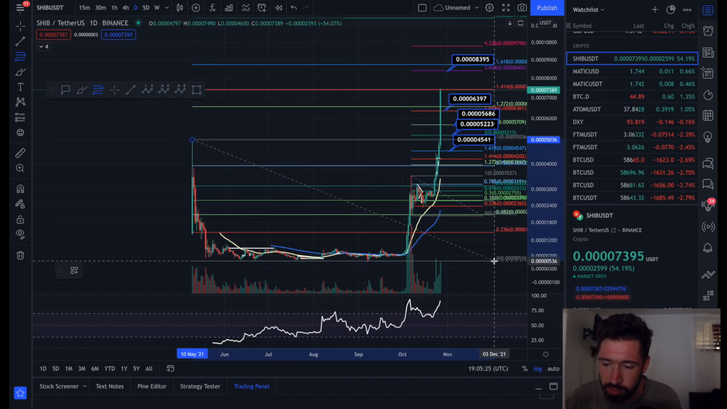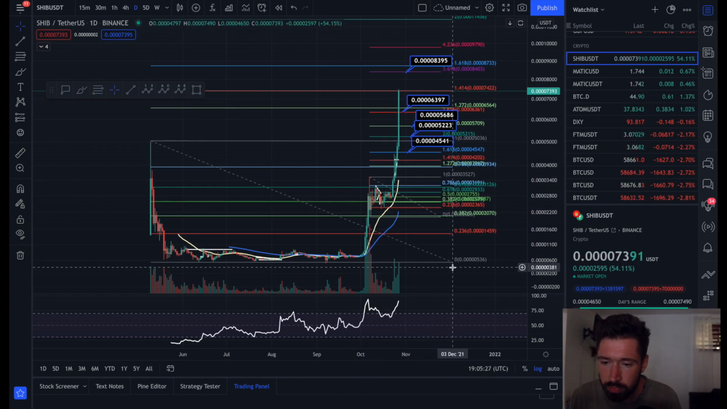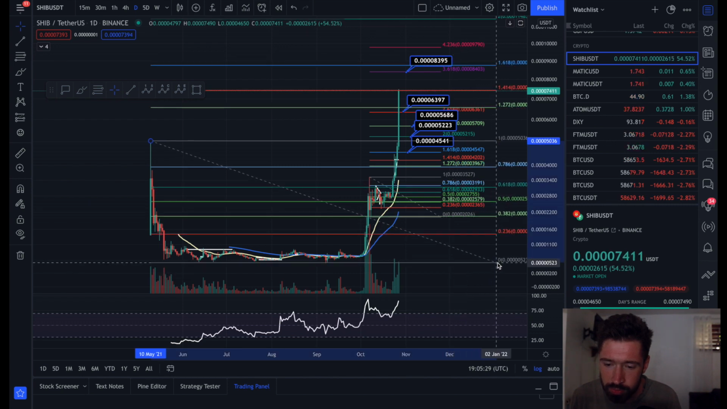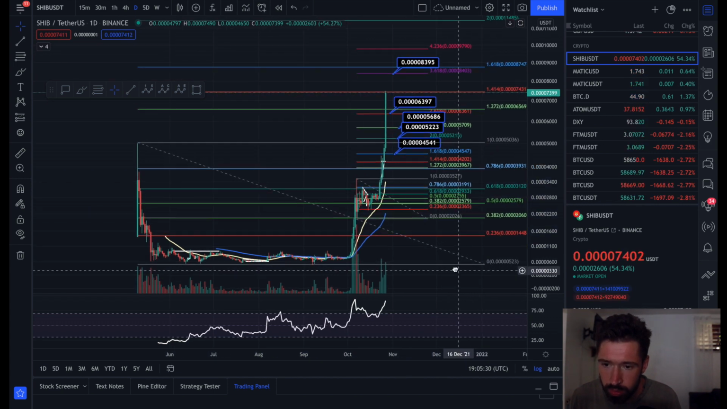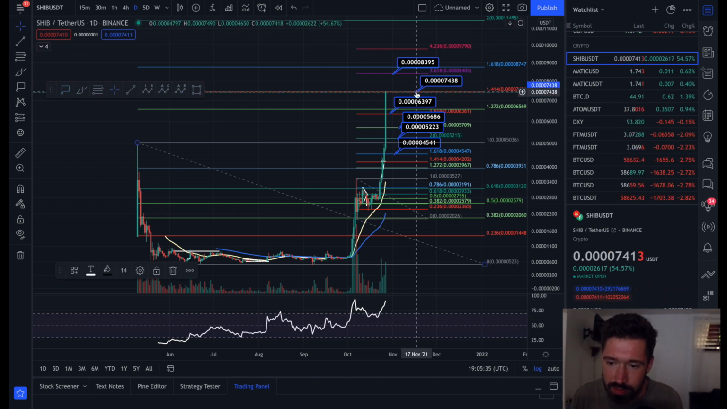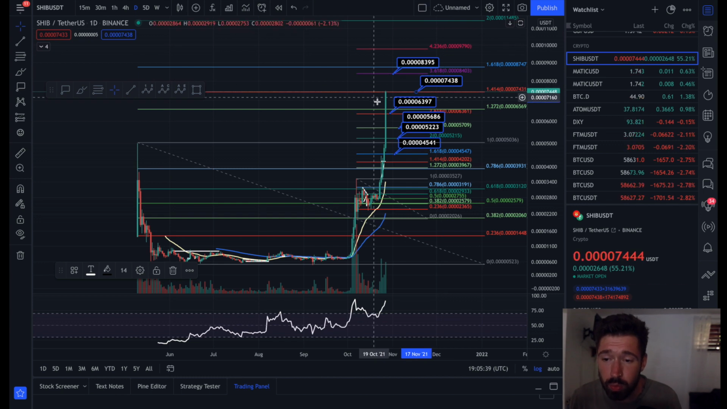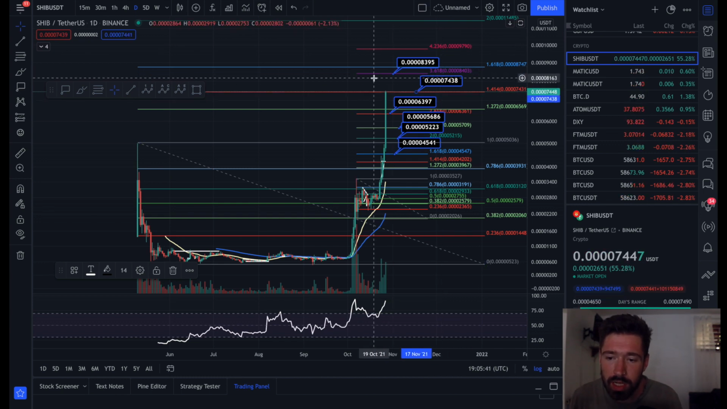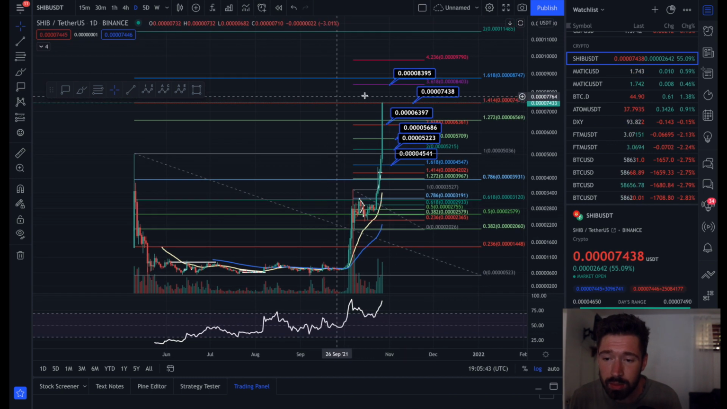You take your Fibonacci, swing high, swing low. We're going to stretch it out, and you can see here we're coming up to the 1.414 extension. So we may hit some resistance at this level, at about 0.00074. But if we do break through it, guys, do target the 3.618 coming in at 0.00083.